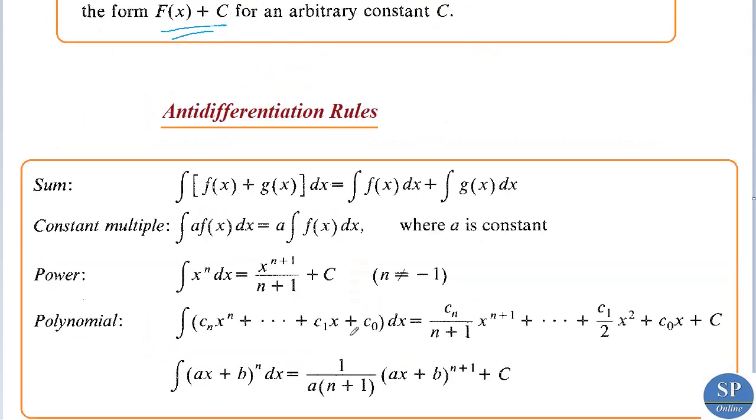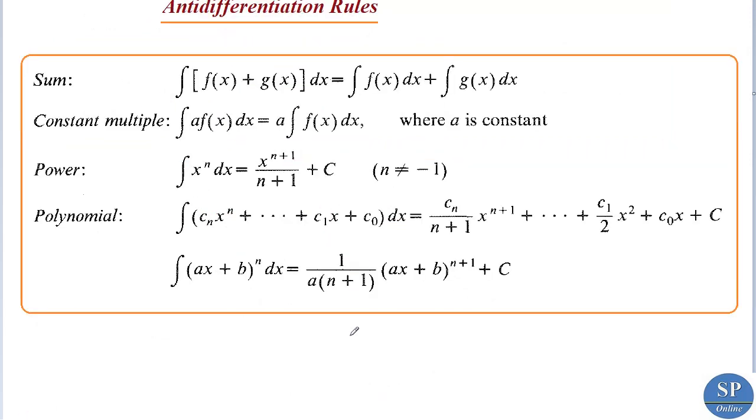Now we have some anti-differentiation rules. First rule is the sum rule, that is, the integral of f of x plus g of x dx is equal to the integral of f of x dx plus the integral of g of x dx. Now we have the constant multiple rule: the integral of a into f of x dx is equal to a into the integral of f of x dx, where a is a constant. Now the power rule is: the integral of x to the power n dx is x to the power n plus 1 divided by n plus 1, plus c, where n is not equal to minus 1.